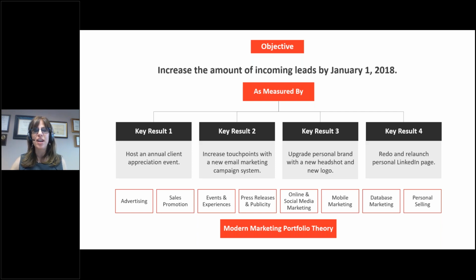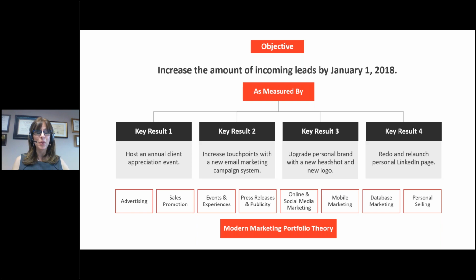Let's look at another objective. Increase the amount of incoming leads by January 1st, 2018. Now, who doesn't want more leads? Okay, we get this all the time. Everybody wants leads. As a matter of fact, one of my best clients had no incoming leads for 18 months. And that person's business was stale and it needed a new brand identity. And now everything is working together. Why? Modern marketing portfolio theory.